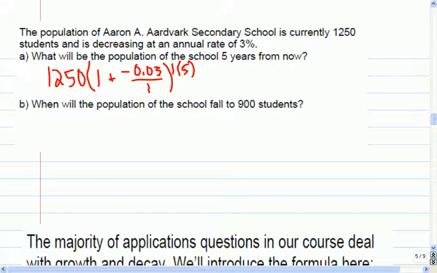So it looks like there'll be about 1,073 students, 1,073.4, but of course we won't count the fractional student.